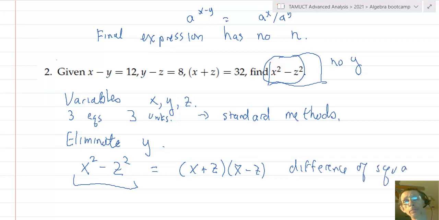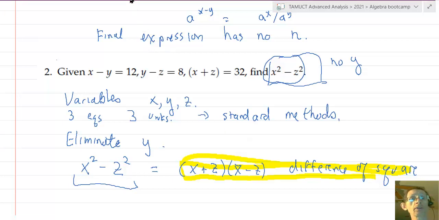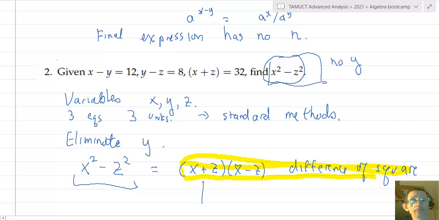You need to be familiar with this factorization, with this form. As I said, it's an important and common occurrence in mathematics. So now look at what I want to get. I want to get x plus z, and I want to get x minus z.